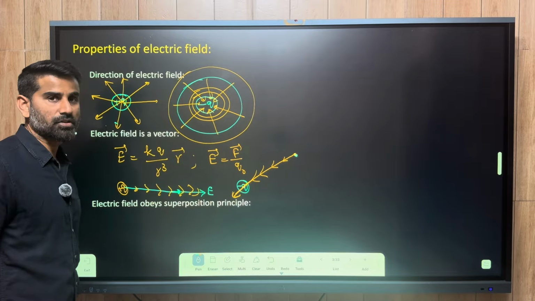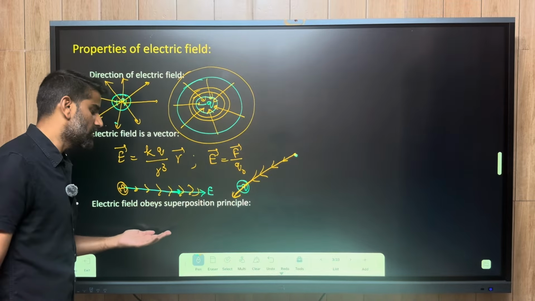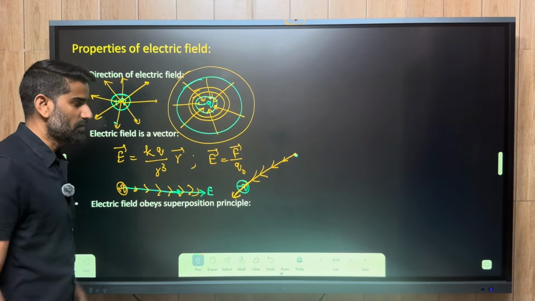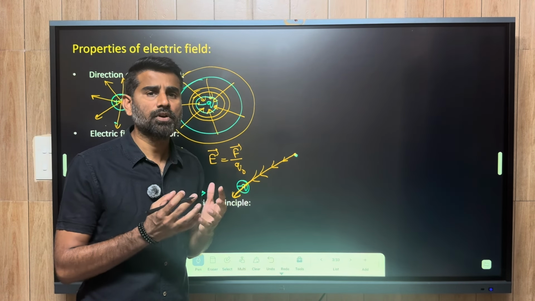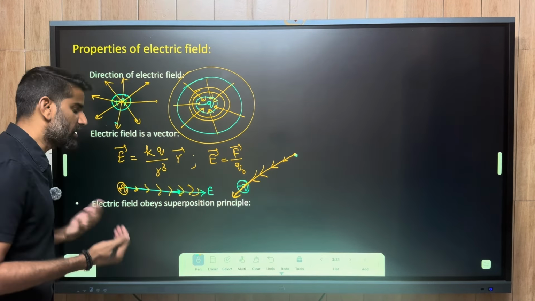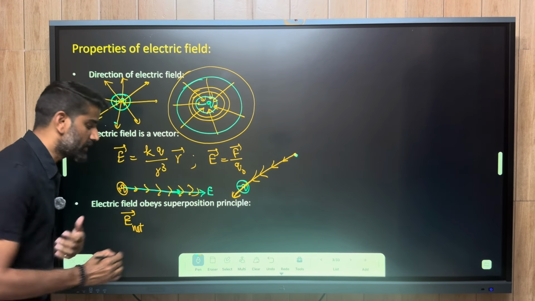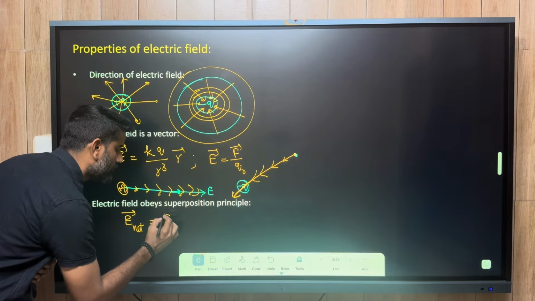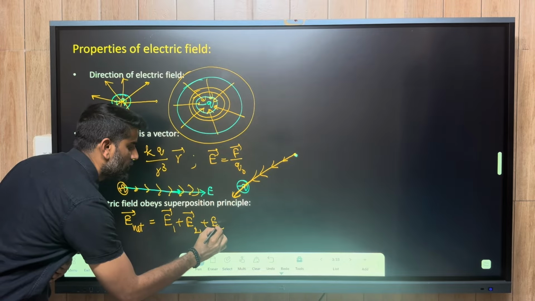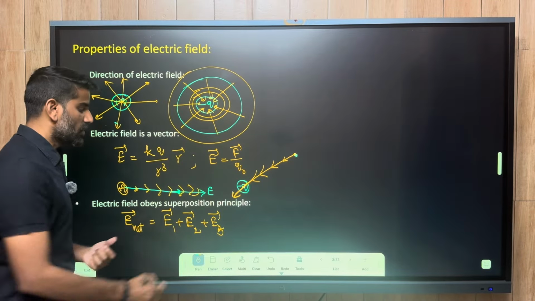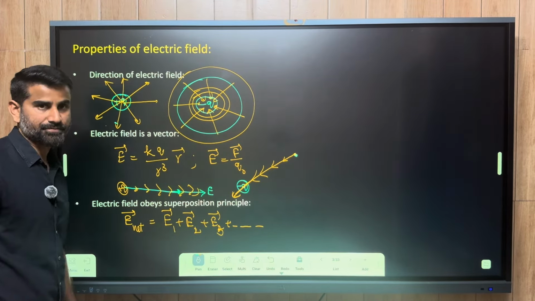Electric field obeys the superposition principle. As electric field is a vector quantity, I've been saying it 10 to 15 times. So electric field obeys the superposition principle, like electric force between two charges obeys the superposition principle. That is, the vector sum of individual forces is the net force. Electric field, net electric field, is the vector sum of fields due to individual charges.